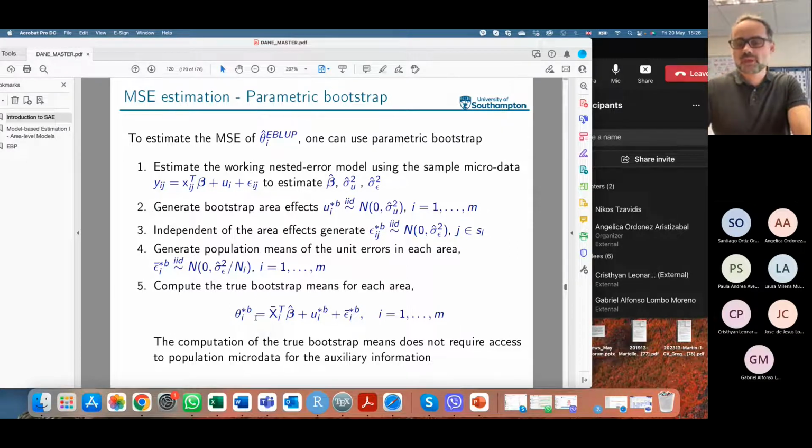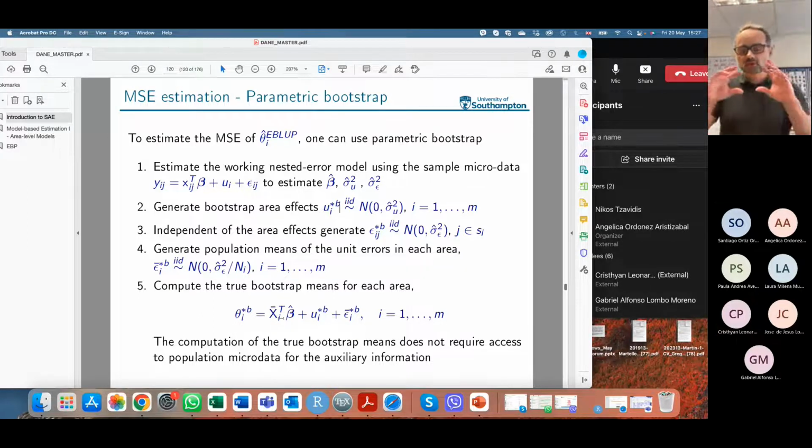And then by using this, you can calculate the true bootstrap quantity of theta i in the population. That will be nothing more than x bar i. These are the true values of the population mean, say, from the census or from some administrative data that you have available, times beta hat, that's the original regression parameters as estimated from the sample microdata, plus the corresponding value of the random effect that you generated in step 2, plus the mean of the errors that you generated in step 4.